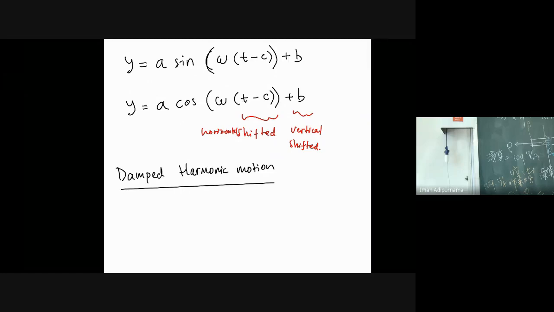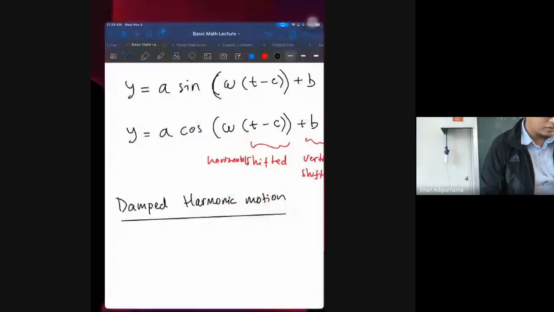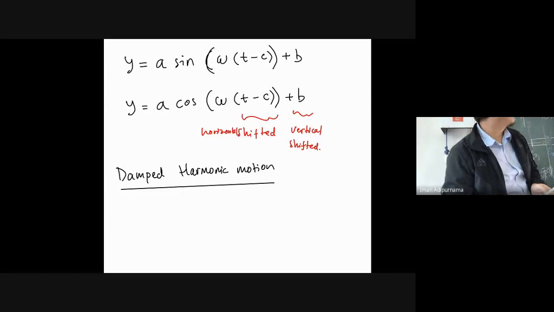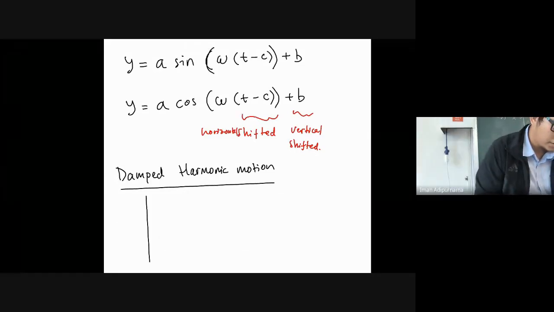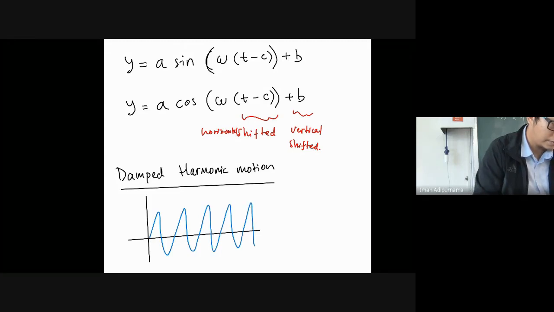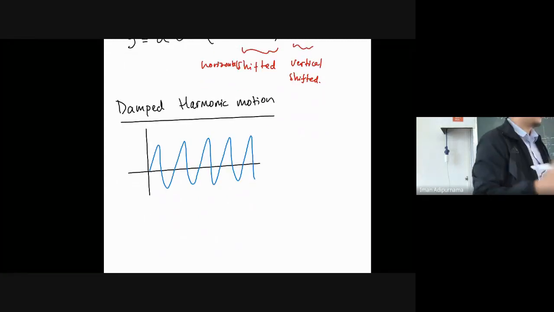Yes, that's also to dampen the motion. Okay? So damped harmonic motion is when you have sine, cosine having this wave, and you want to reduce that wave. Okay, that's the idea. So if you have something really shaky like this, you want to dampen it.